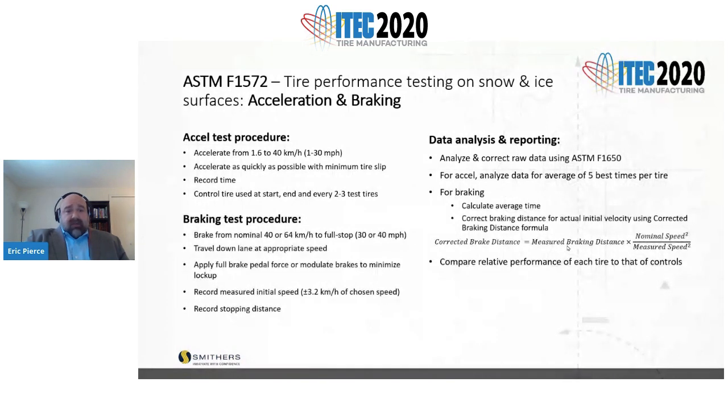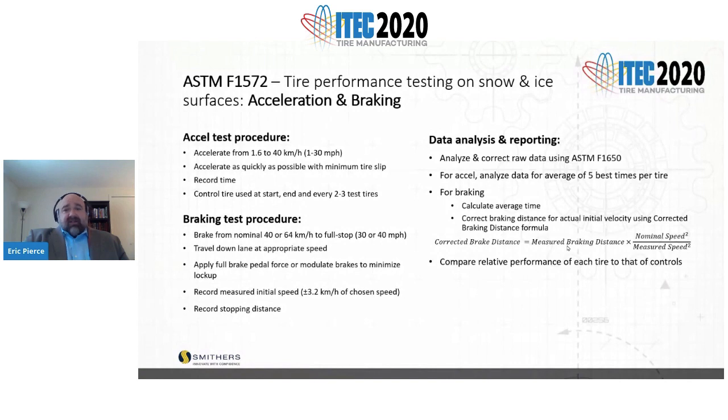And then you're going to record the measured initial speed, with plus or minus 3.2 kilometers per hour of the chosen speed. So basically, you have to have some consistency. You're given initial velocity, braking. Then you're going to record the stopping distance. This can also use ASTM's F1650 for data analysis.